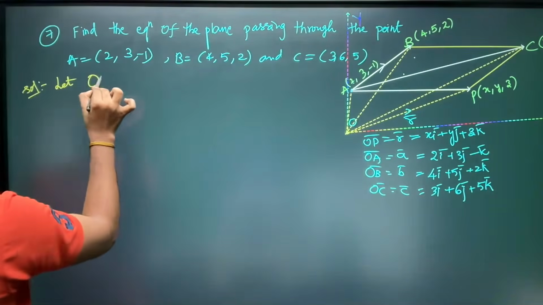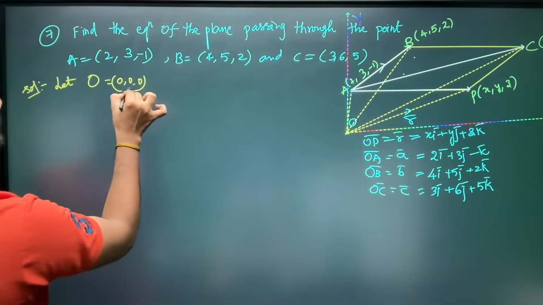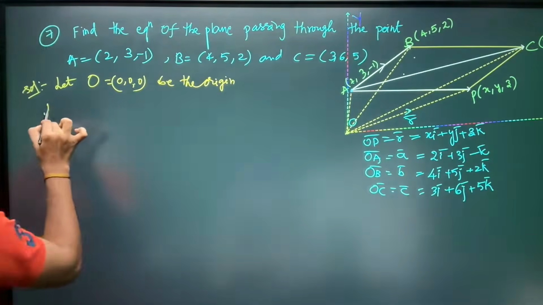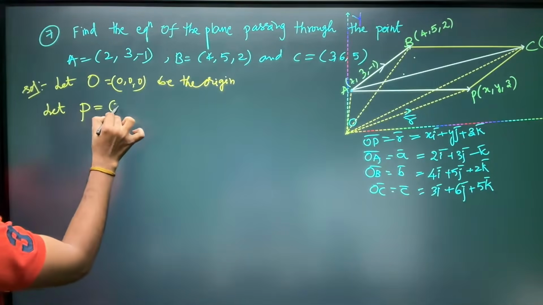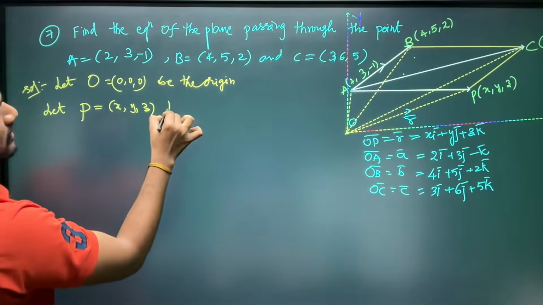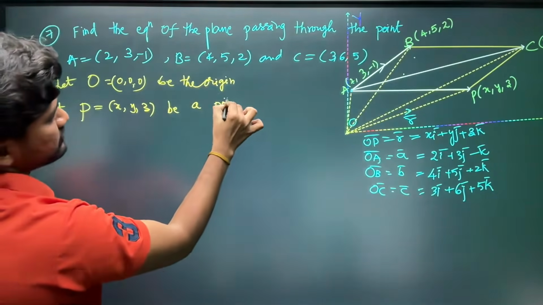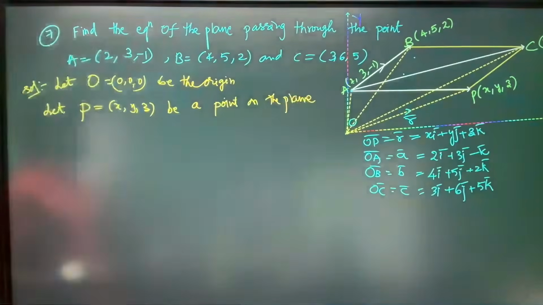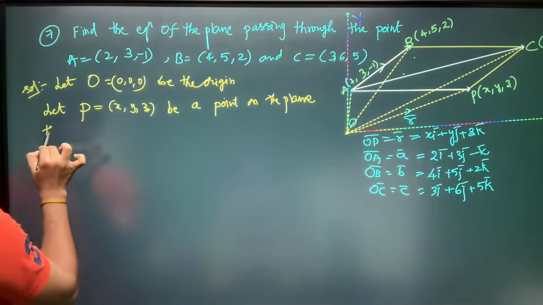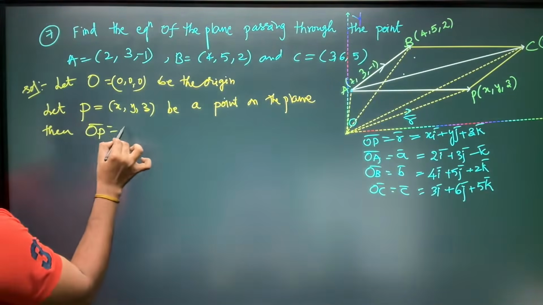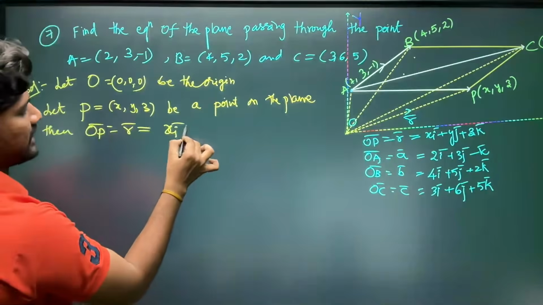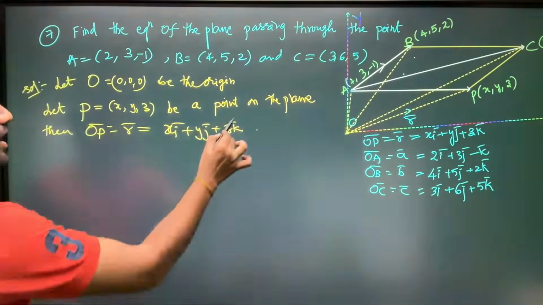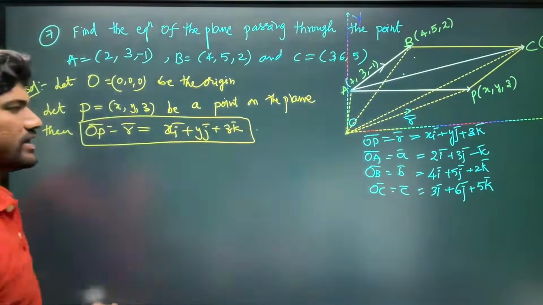Let O equal to (0, 0, 0) be the origin, and let capital P equal to (x, y, z) be a point on the plane. Then OP bar equals position vector R bar equals x i bar plus y j bar plus z k bar. This is the general position vector formula.